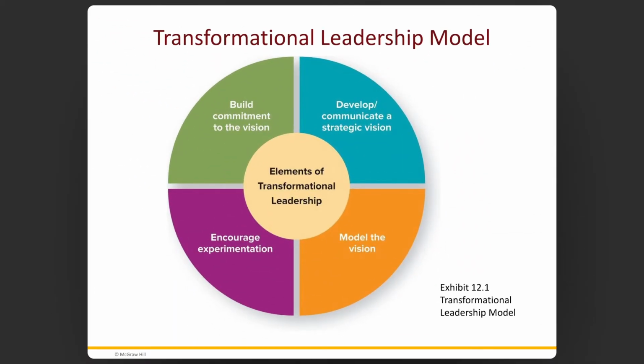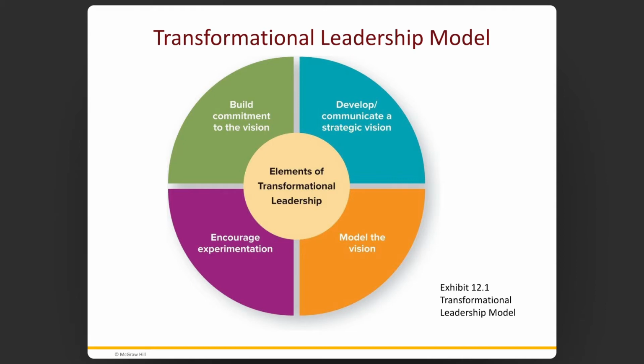Let's look at this notion of transformative leadership. As we think about transformative leadership, there are four elements of transformative leadership. Transformative leaders develop and communicate a strategic vision.